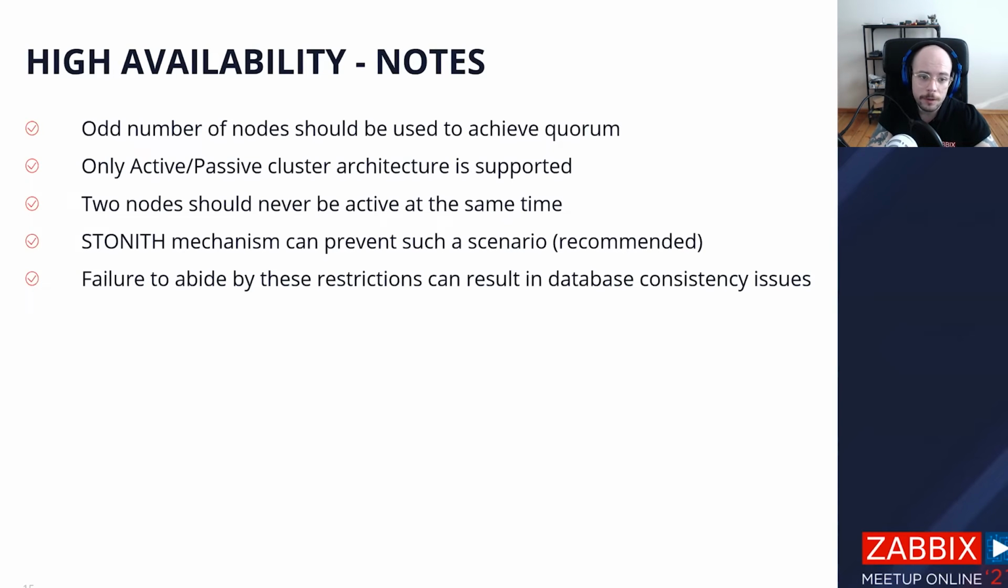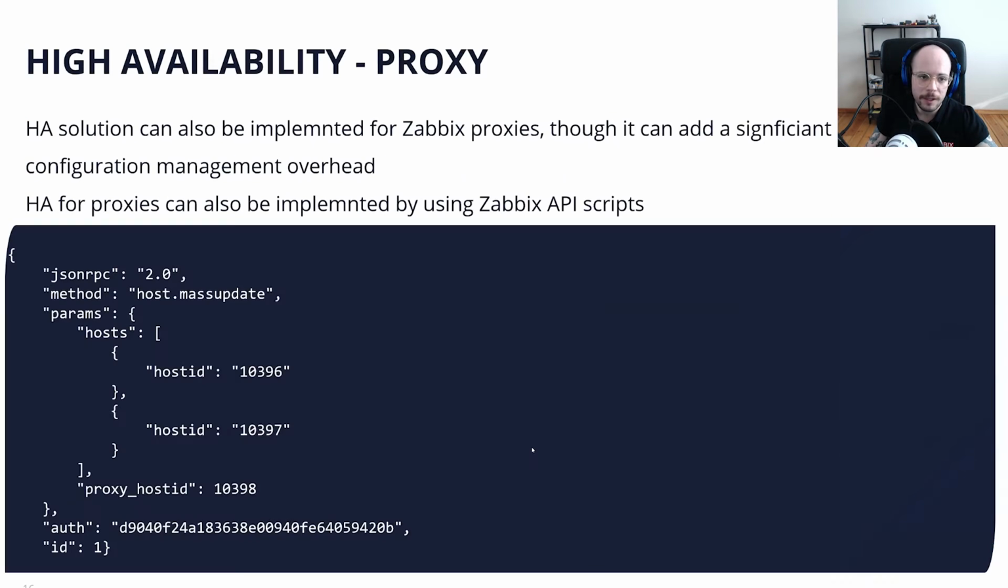In this case, we support only active-passive cluster architecture, so we cannot have 2 Zabbix nodes running at the same time, talking to the same database. This will cause issues with database consistency, and this can essentially cause crashes down the line, issues with queries, with cleaning up data, inserting data, and so on. So you don't want to have it. That's why it's quite important to use some sort of shoot-the-other-node-in-the-head mechanism, STONITH, to avoid such split brain scenarios.